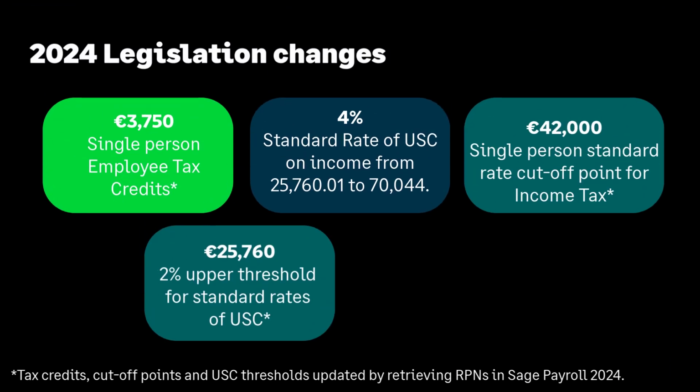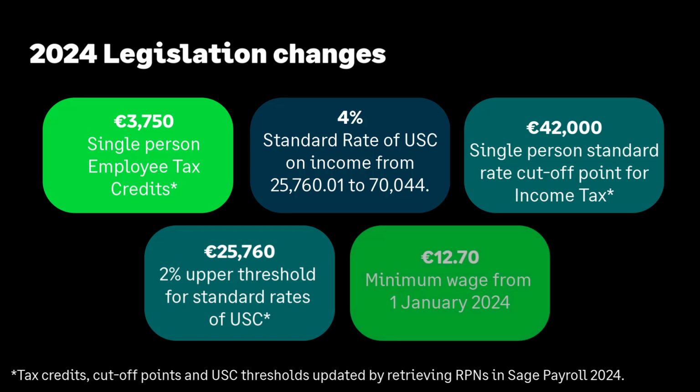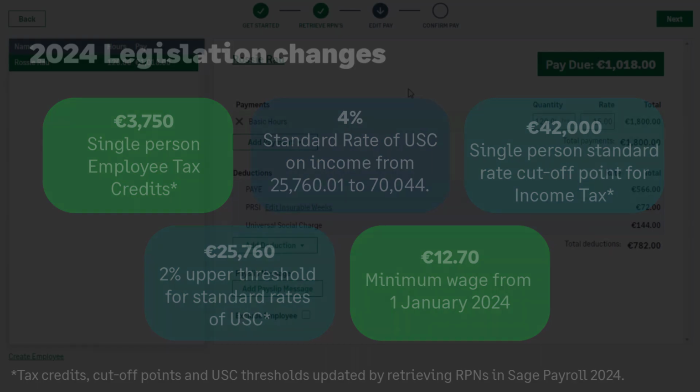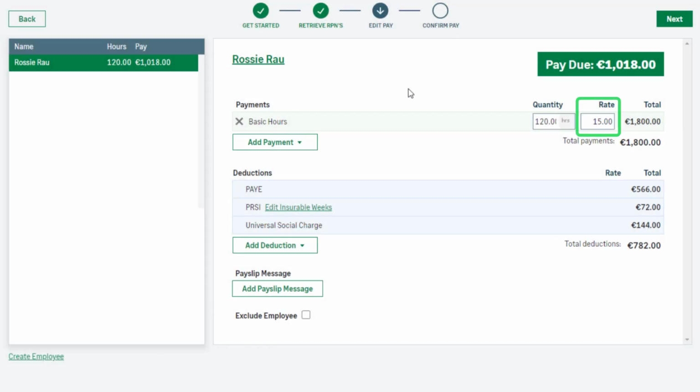Legislation for 2024. All changes to cutoff rates, tax credits, USC and PRSI will be automatically applied in the program on retrieval of the RPN from Revenue. In 2024, minimum wage will increase to €12.70 per hour for employees 20 and over. Other bands have increased in accordance with previous years. If required, amend payment rates within the Edit Pay section of payroll to reflect this.